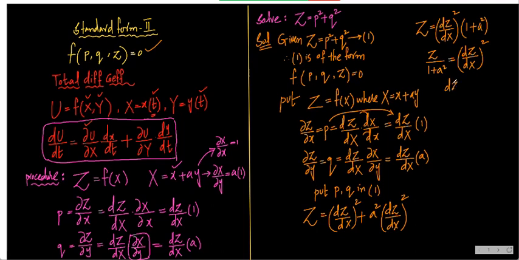Correct? Square will go that side, becomes root. So dz by d capital X is equal to, I want to take the root for the numerator individually. I want to take the root for denominator also individually. Like that. Correct? Now cross multiply and get the value of root z. How it becomes 1 plus a square into dz by d capital X. Correct?